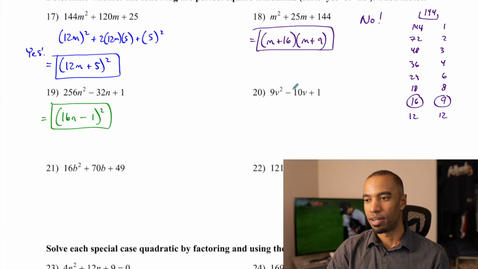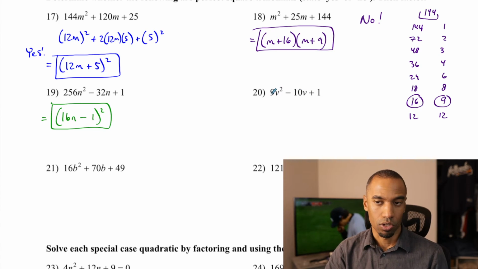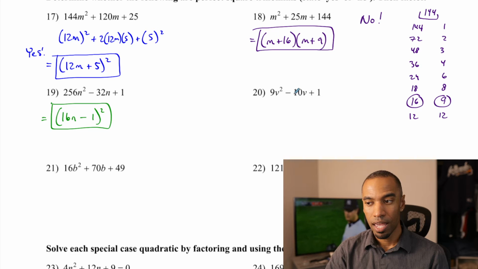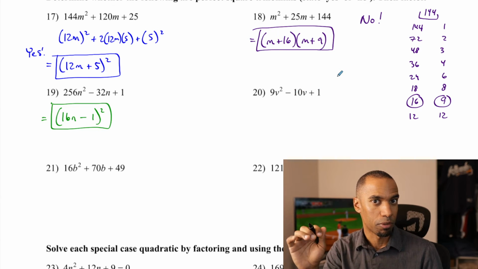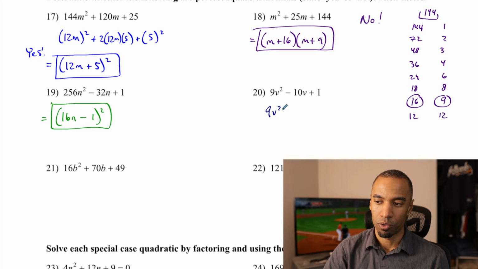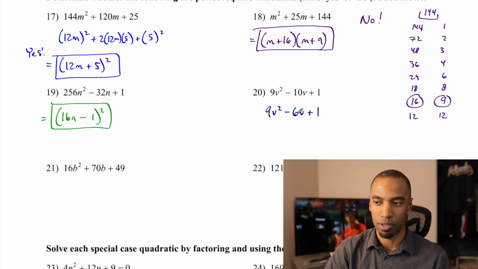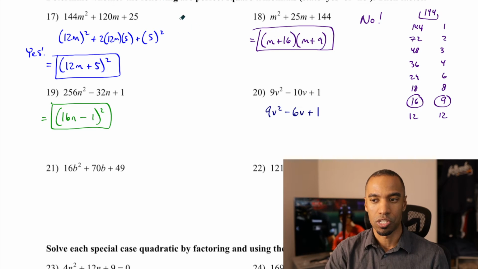So this next one here, 9v squared minus 10v plus 1. 9 is 3 squared, 1 is 1 squared. Is 10 double the product of 3 and 1? No. 6 is double the product of 3 and 1. If this were a perfect square trinomial, it would have been 9v squared minus 6v plus 1, which this is not.